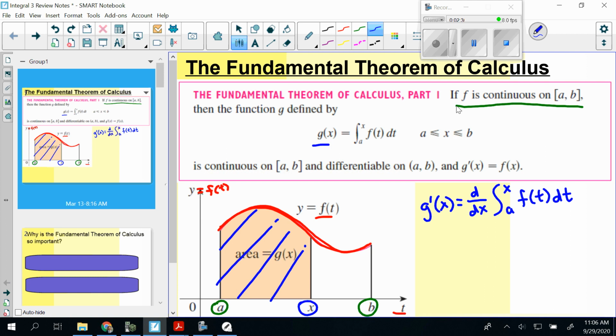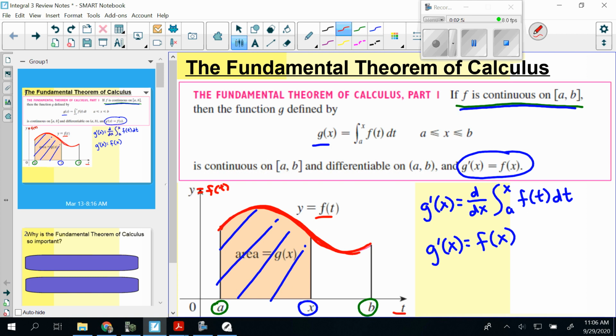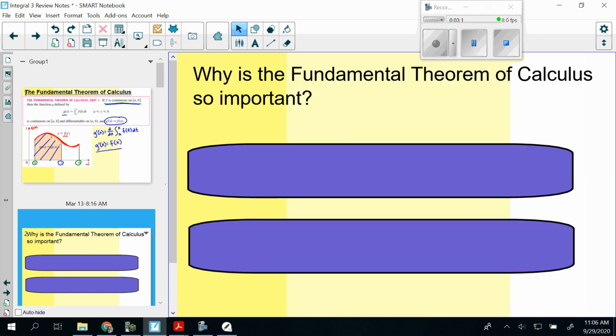And what we found out is that as long as this is a continuous function here, g prime of x, what we took the derivative on the left side, actually ends up being equal to f of x, the same function here that we had, but now instead of a function of t, it becomes a function of x. And that is a powerful statement, and the reason that it's so important is two reasons.